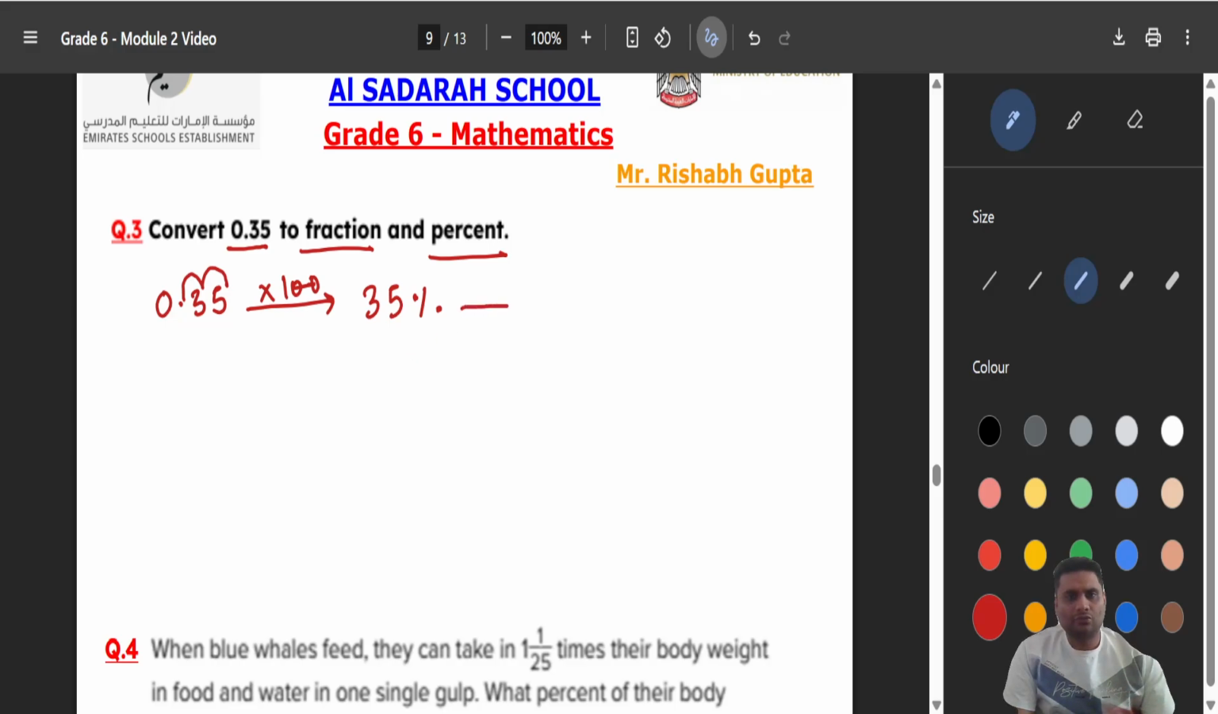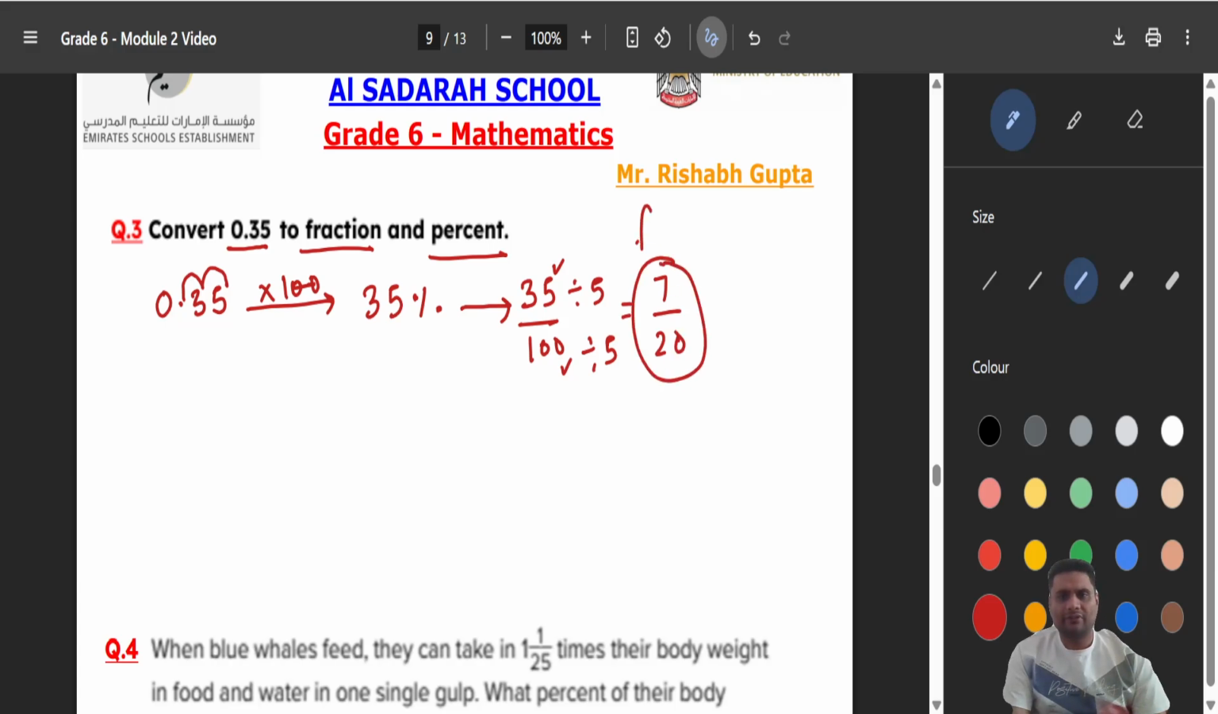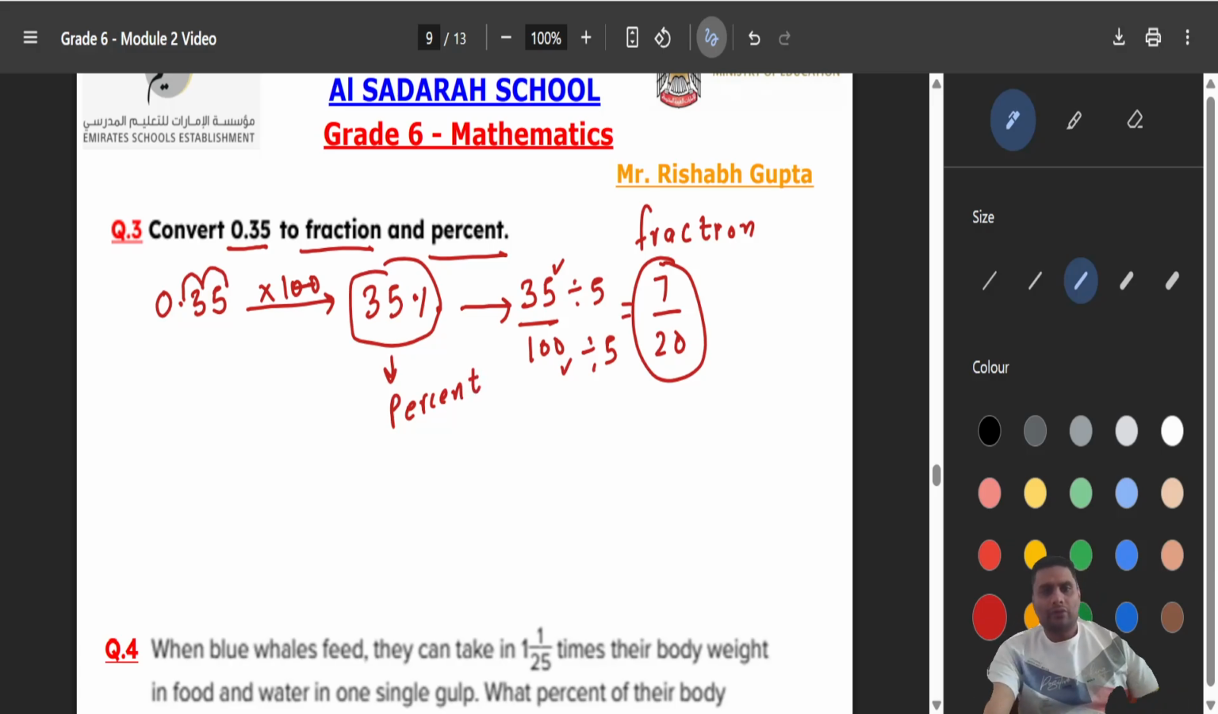Now we want to change it into fraction. Percent means taqsim 100, so 35 over 100, correct? Now I can do taqseem 5 and taqseem 5. Why? Because I see 5 and 0 in the end, which means taqseem 5 is possible. 35 divided by 5, 7. 100 divided by 5, 20. So 7 over 20 is the fraction, and 35% is the percent. Okay.